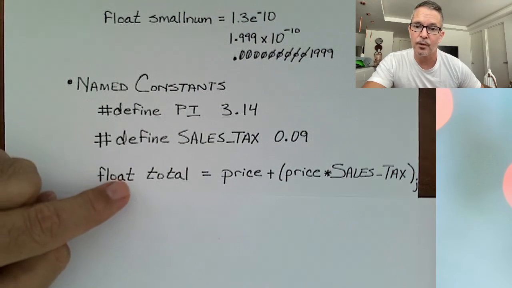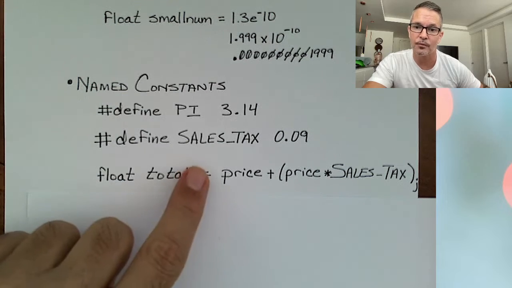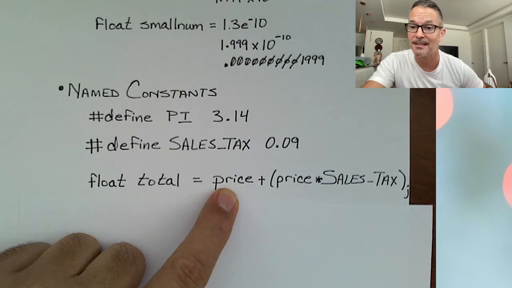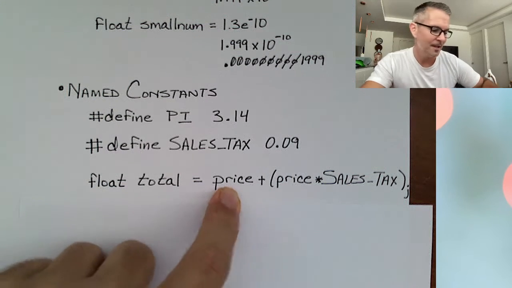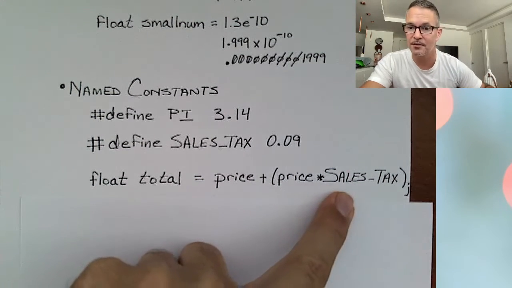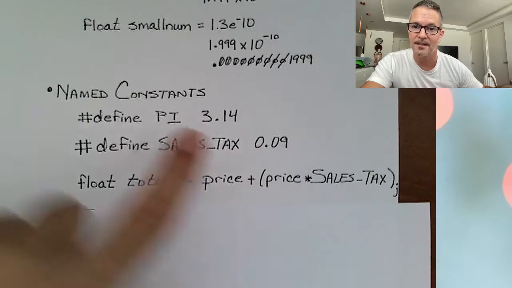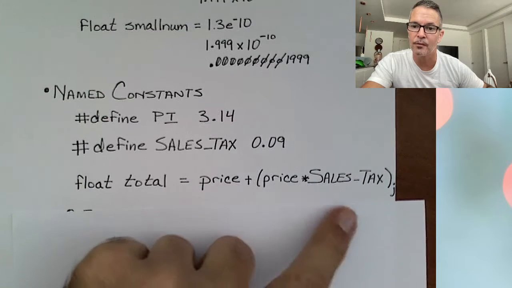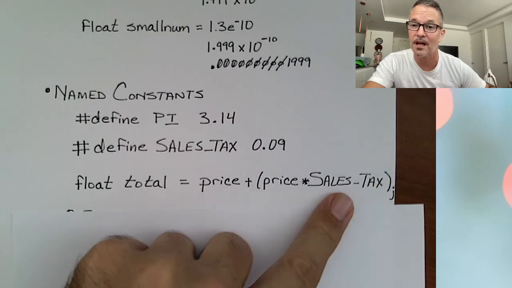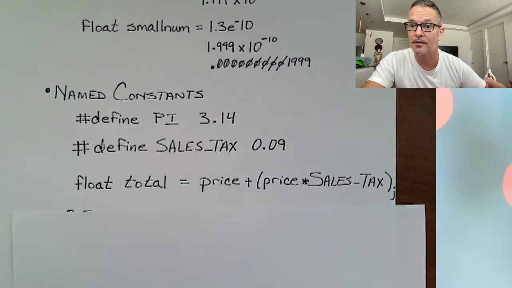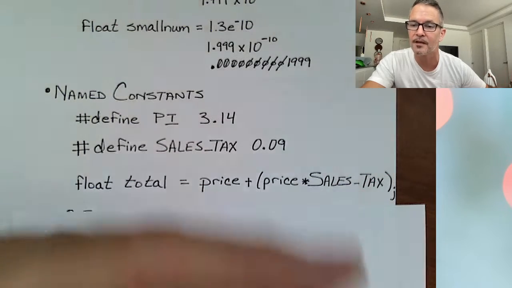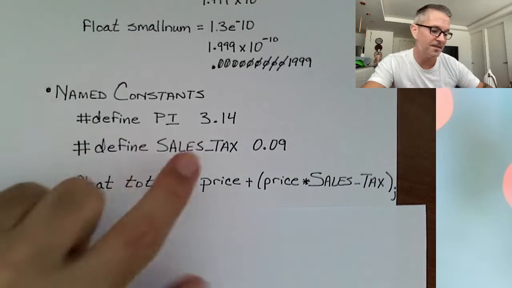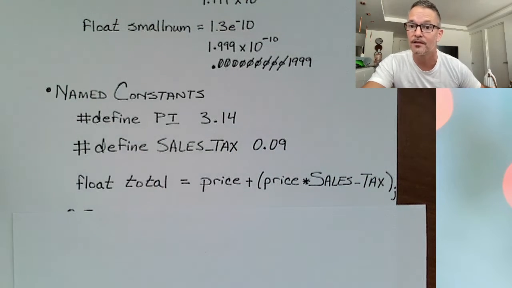So here's an example. I define a floating point variable called total, and I set it equal to price, which was earlier set to be $19.99, plus the price times the sales tax. What's nice about this is it's really easy to read this code. I understand what you're doing because you've used a named constant that has some meaning to the reader. Oh, you're multiplying the price by a sales tax. That's why we sometimes use constants instead of just writing the number into the software.